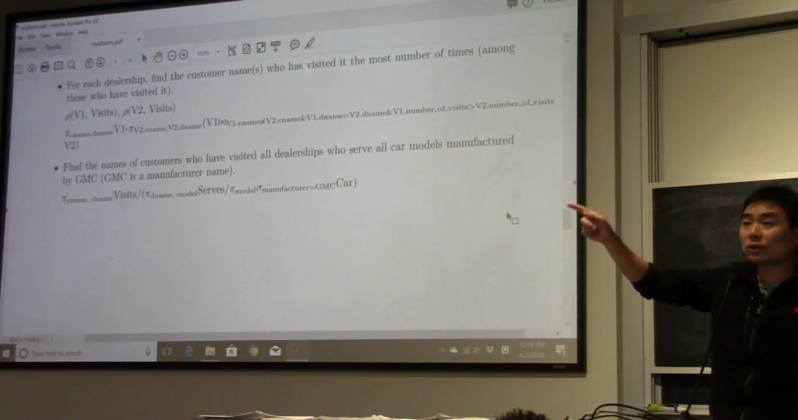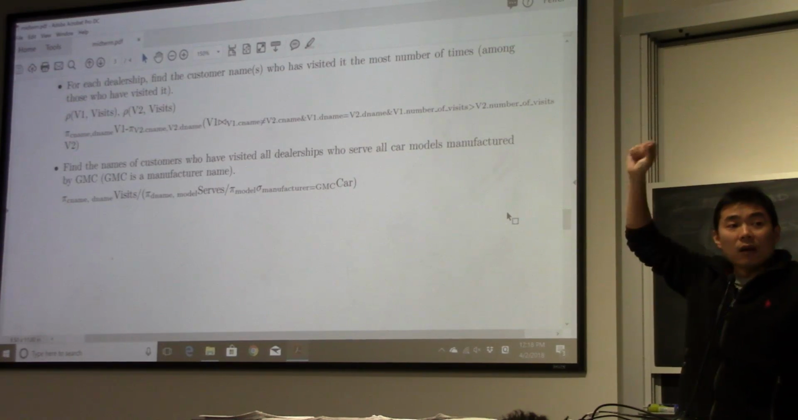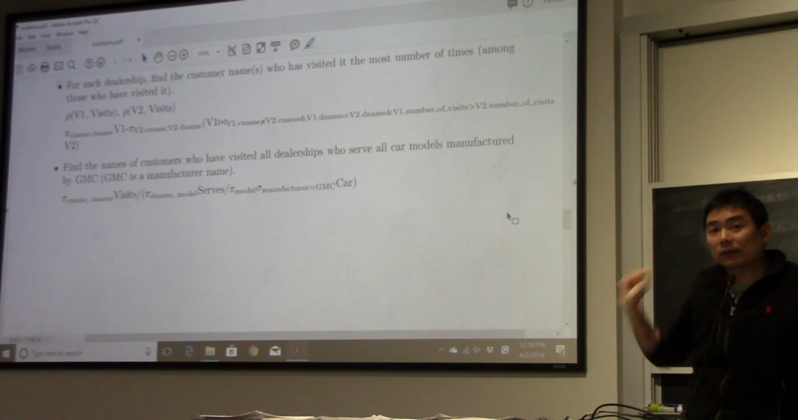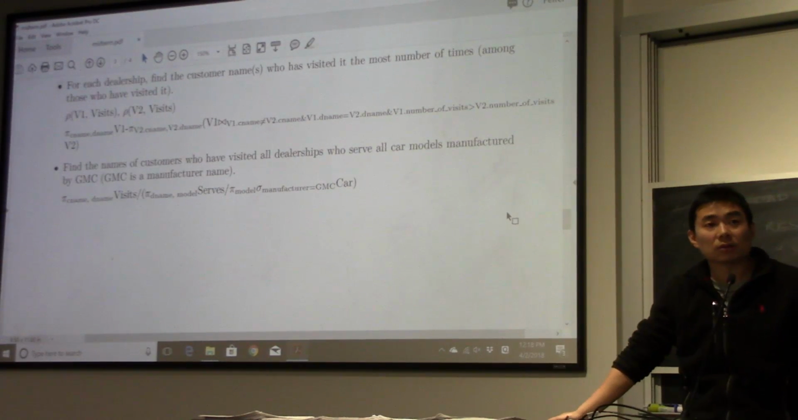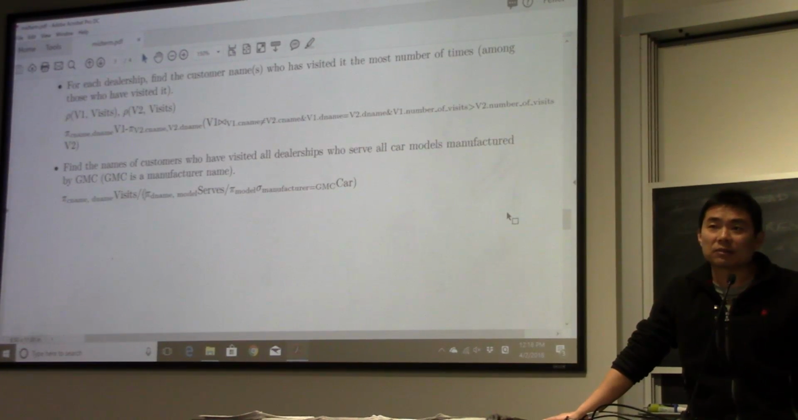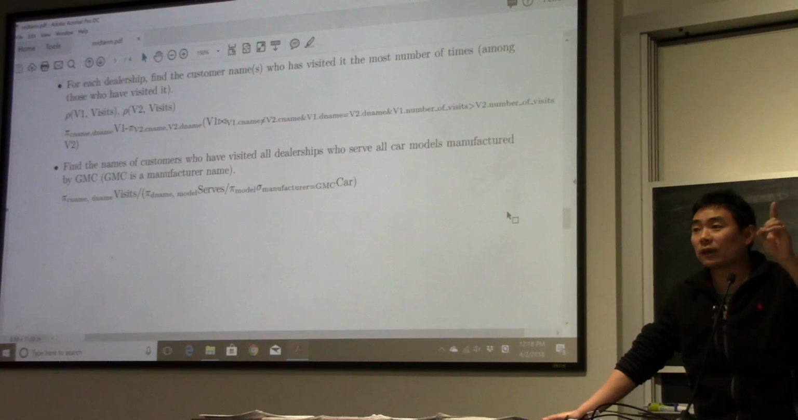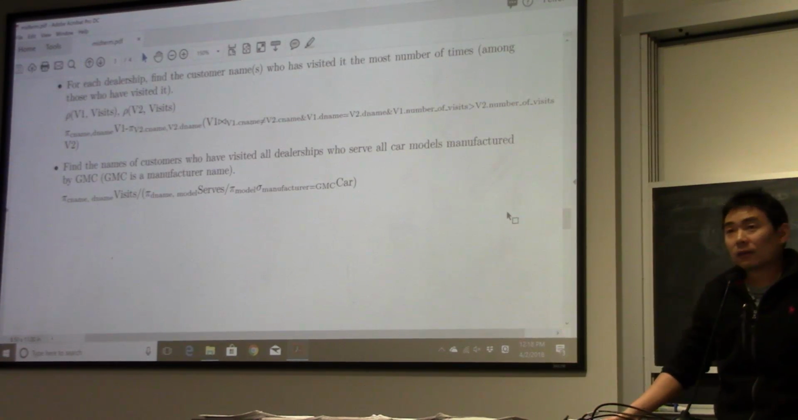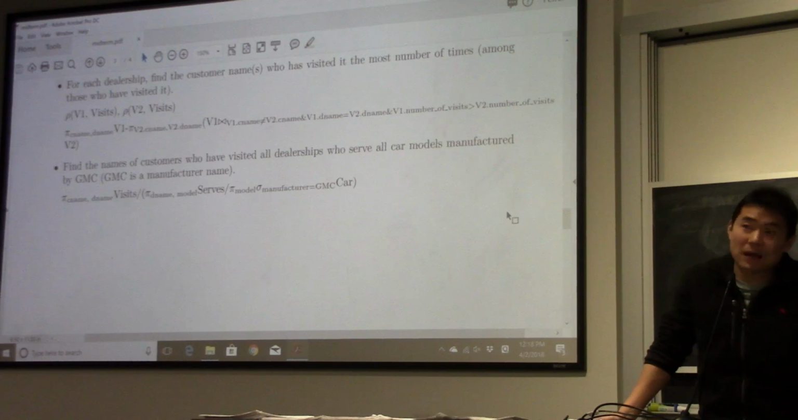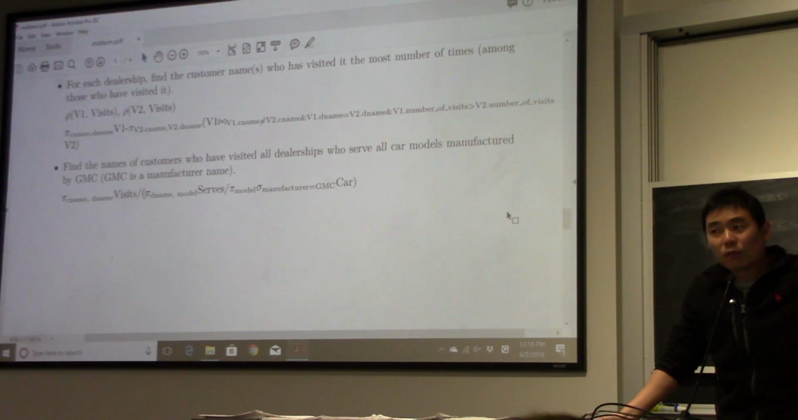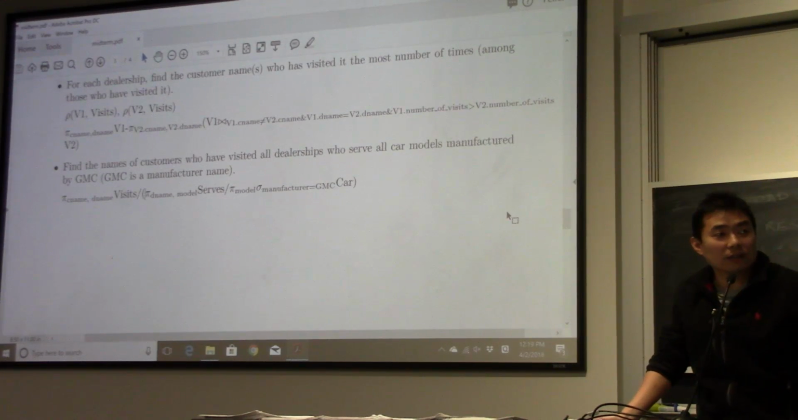If you don't put away price, what do you get? You get dealers who serve all GMC models at the exact same price, not dealers who serve all GMC model cars. You follow what I'm saying? Okay? Yet half of the class made that mistake. I only took 1 point off for that, by the way, to show you how generous I am. I'm serious. Technically, it's completely wrong, but I only took 1 point off. This is despite my mentioning it more than 3, 4, 5 times, and it's an open book test.